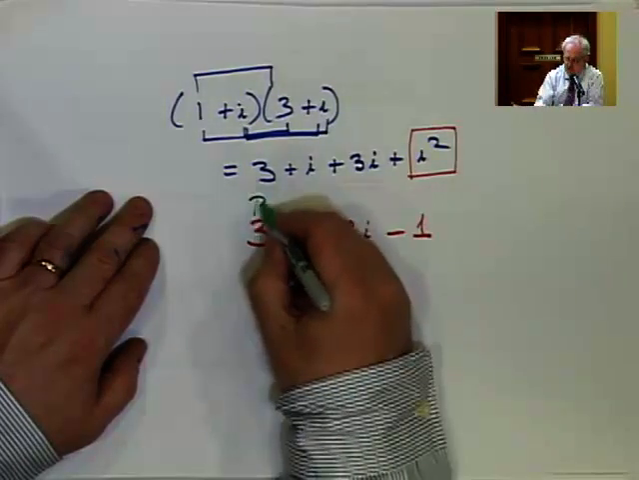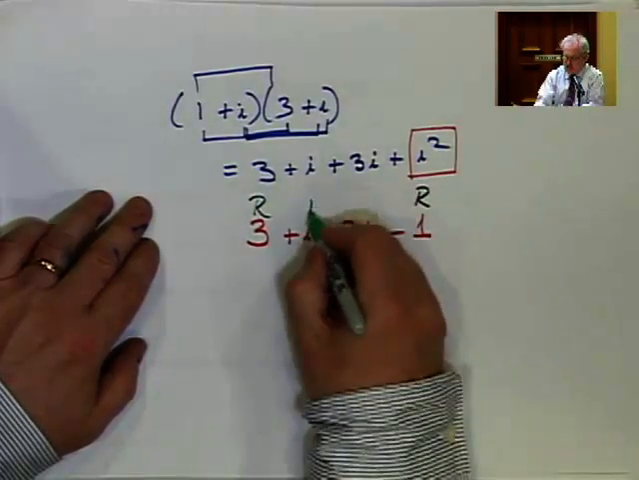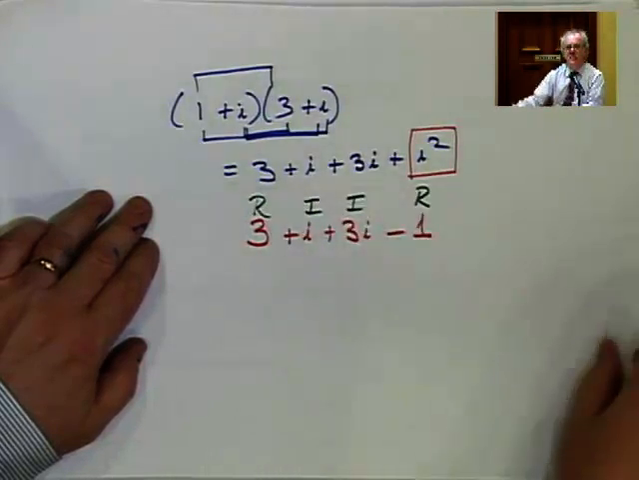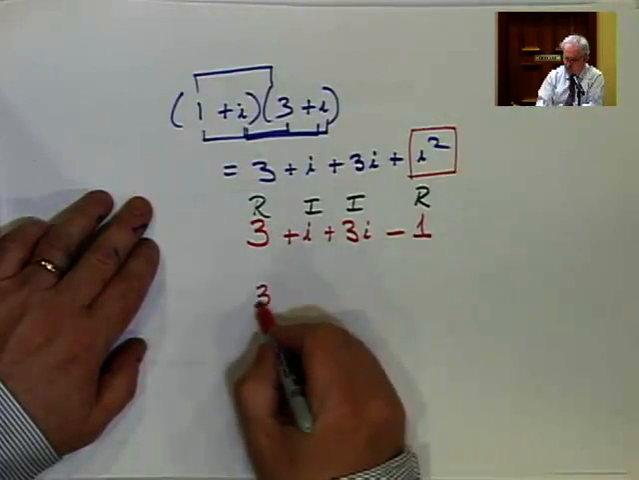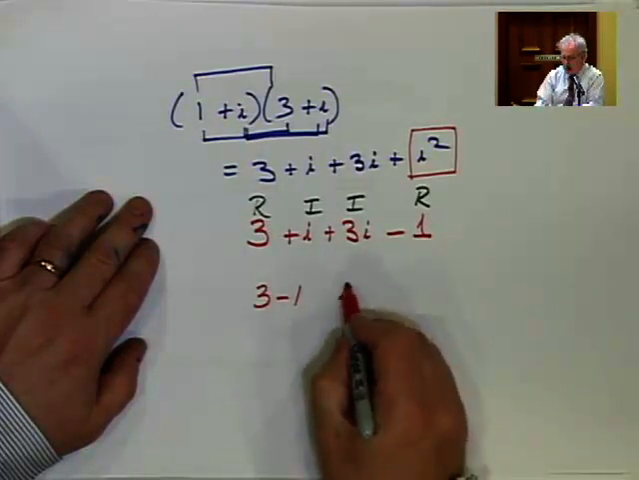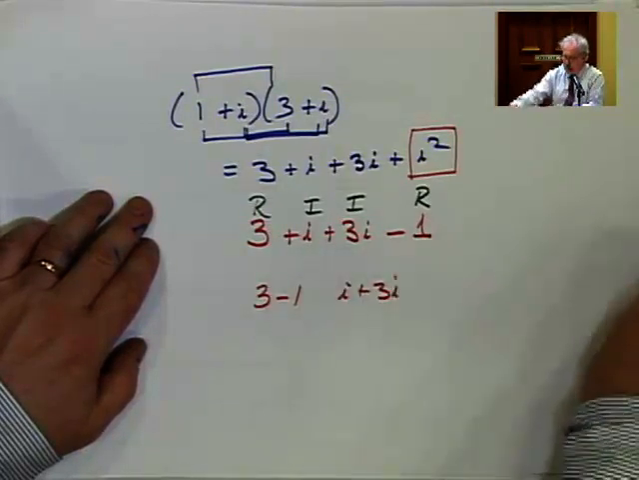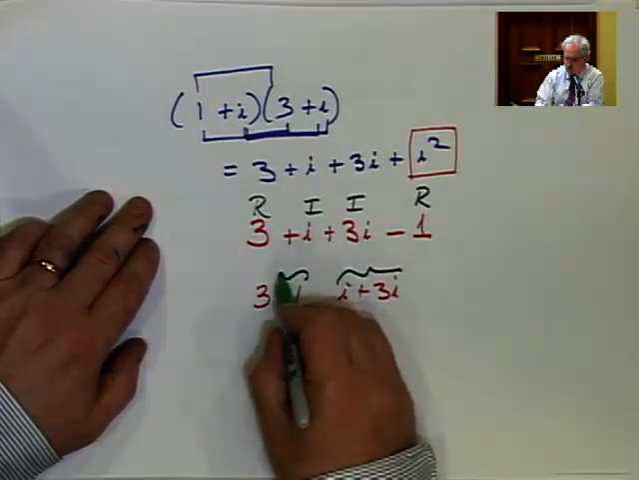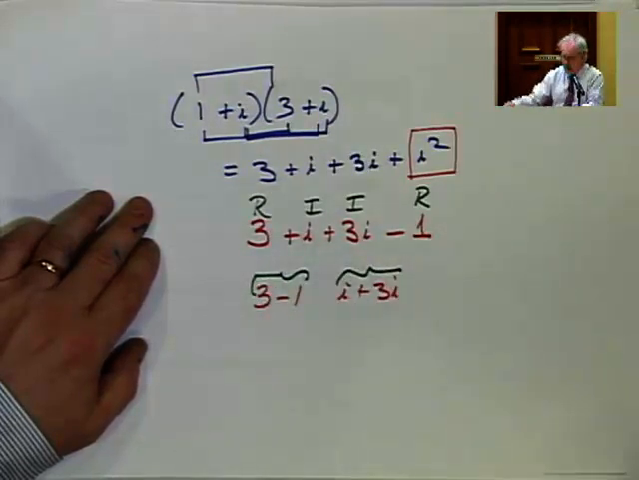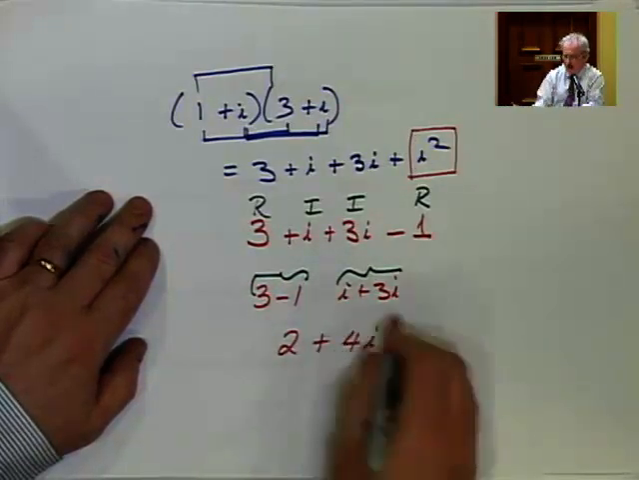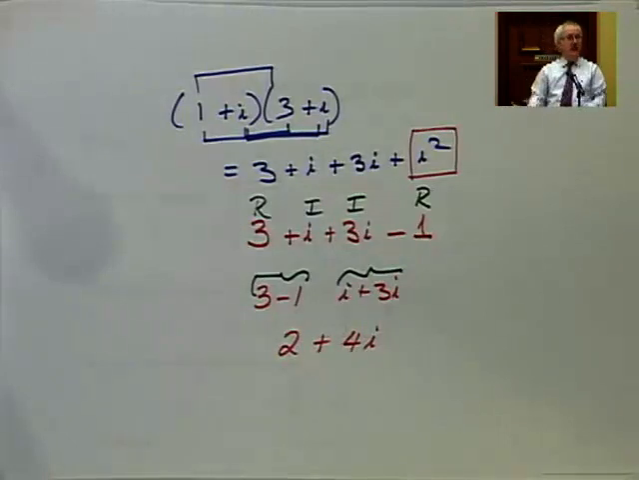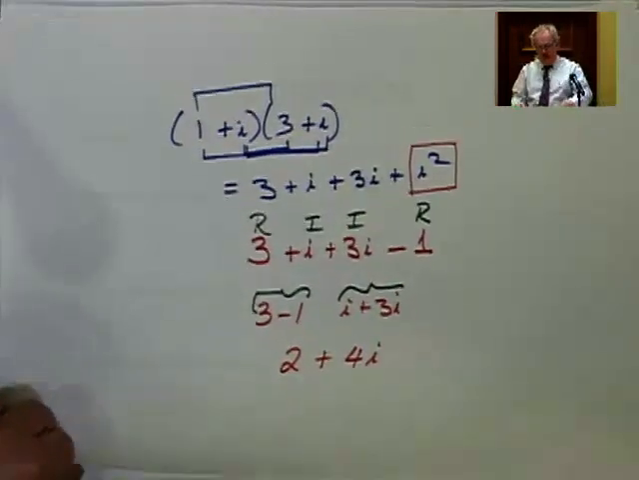Now, this is a real number, and this is a real number. This is imaginary, and this is imaginary. So I group them together. 3 minus 1 is the real bit, and i plus 3i is the imaginary bit. So the answer turns out to be 2 plus 4i. And that's the answer. So let's see if that makes any sense.